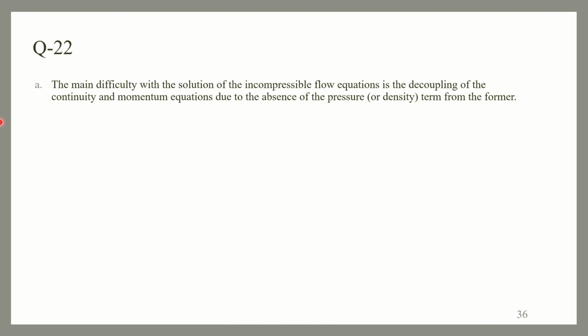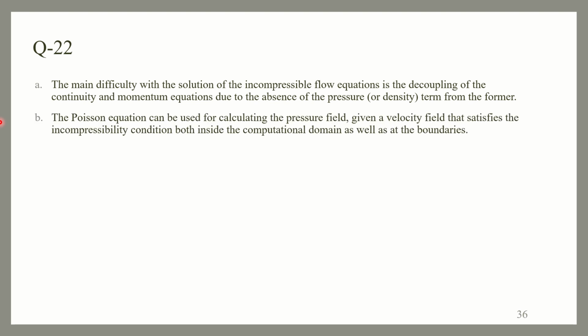So, in the incompressible flow equations, pressure is absent in the continuity equation. Therefore it is difficult to decouple the pressure and the velocity terms. It is a difficulty, and the Poisson equation can be used for calculating the pressure field.